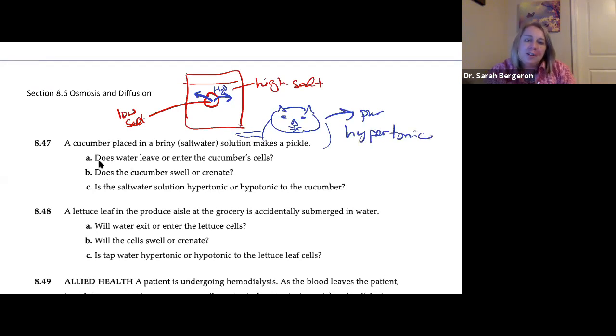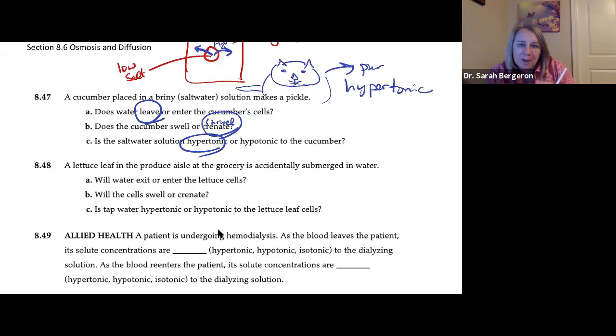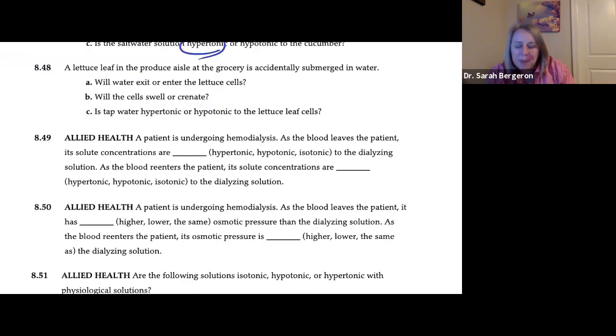Okay, so now let's read our question. Does water leave or enter the cucumber cell? Okay, well, we just said it leaves. Does the cucumber swell or crenate? So this is the same thing as shrivel. So what does it do? Does it swell or shrivel? If water moves out, it's going to shrivel. And is the saltwater solution hypertonic or hypotonic to the cucumber? We just said it's hypertonic. Okay, so if you just kind of do these with that little, draw it out, answer your questions before you kind of read them, it'll help you out.